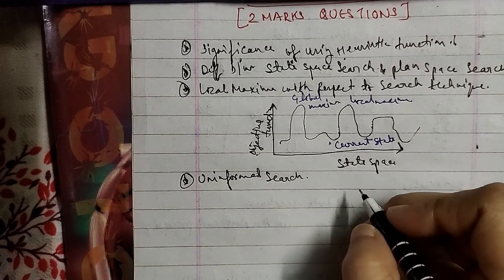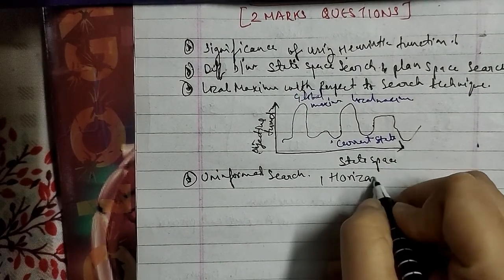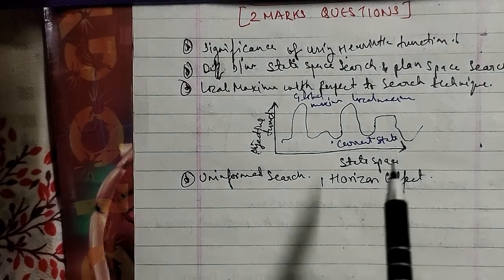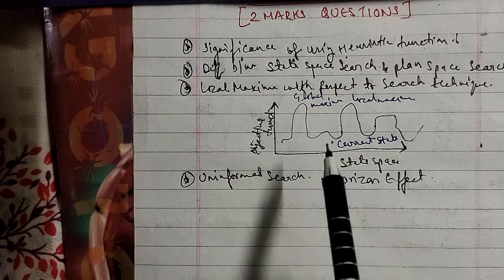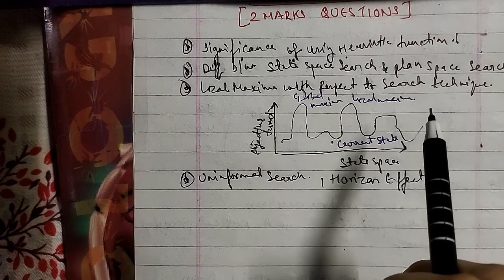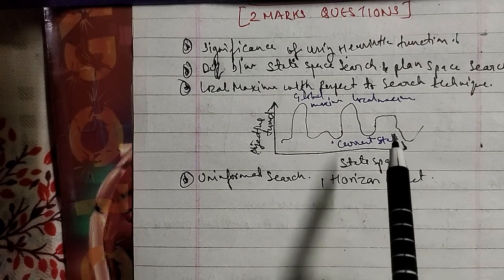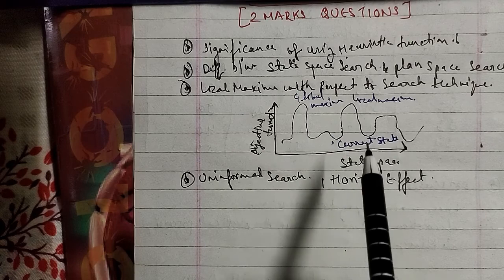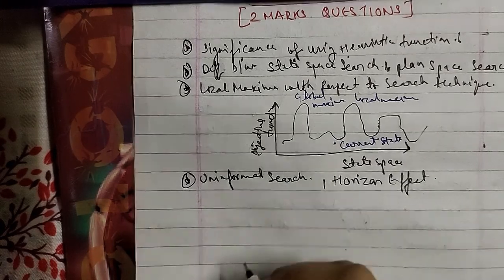Let's go ahead with: write a short note on the horizon effect. This has also been asked for 10 marks. The horizon effect is a problem that involves an extremely long sequence of moves that clearly leads to a strong advantage for one player. Here the sequence of moves takes more moves than is allowed by a bounded search. Going ahead, the next question is: write down the time and space complexity of DFS search strategies.